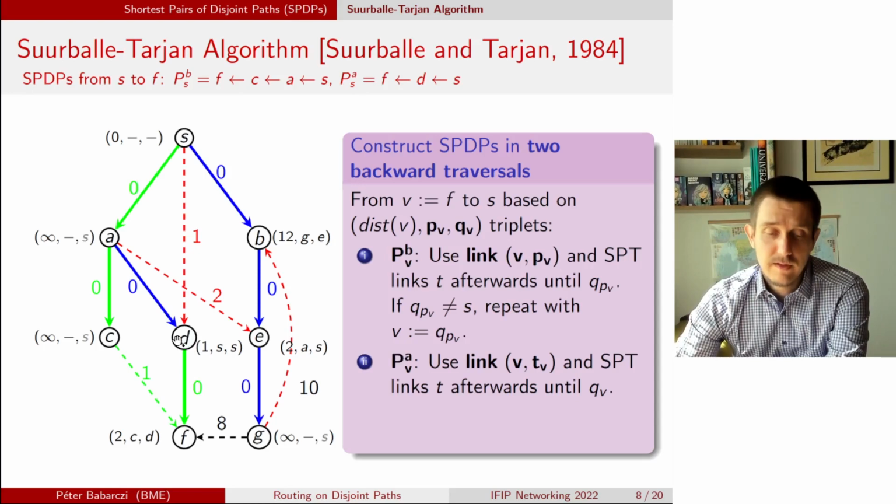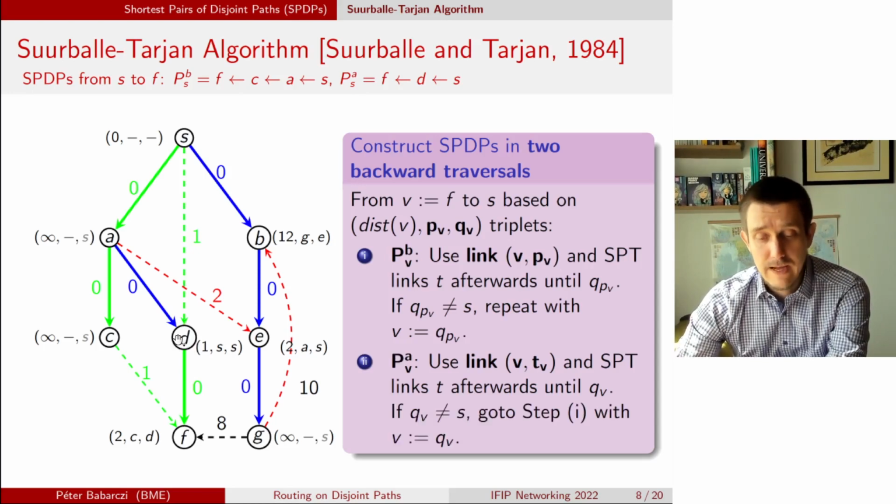And if we haven't reached the source node yet, then we go to step 1 and replace from node D, which means now we will use the secondary link, the non-shortest path link, towards the node P, and we go along the T links until the Q node, which is in this case the source node. So we have constructed the second path.